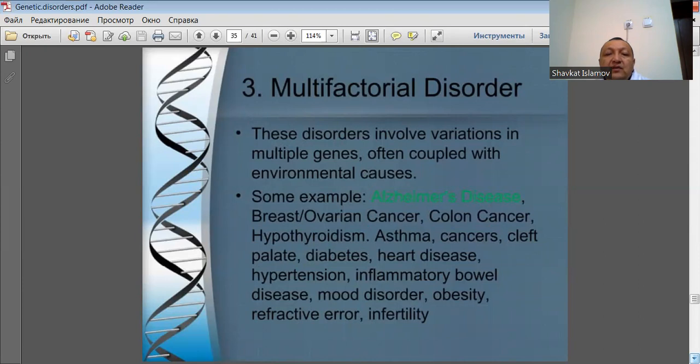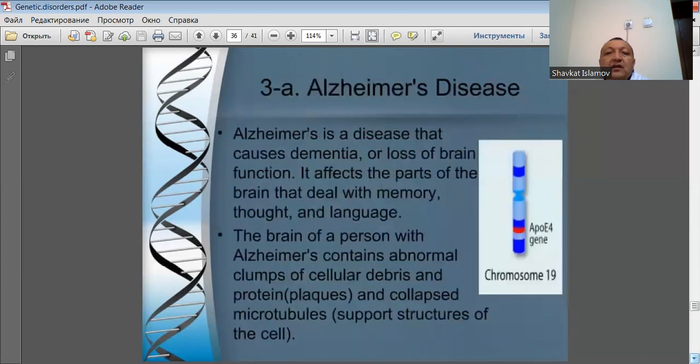3. Multifactorial disorders. These disorders involve variation in multiple genes, often coupled with environmental causes. Some examples: Alzheimer's disease, ovarian cancer, colon cancer, hypothyroidism. 3a. Alzheimer's disease. Alzheimer's disease is a disease that causes dementia, or loss of brain function. It affects the parts of the brain that deal with memory, thought, and language.